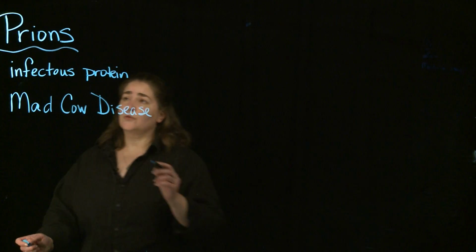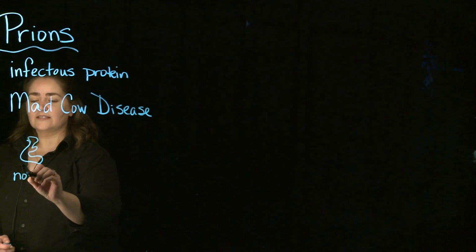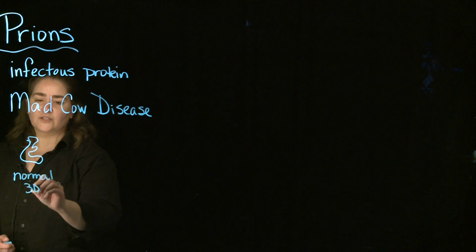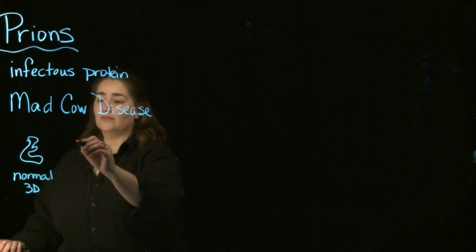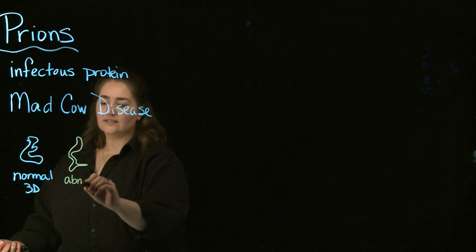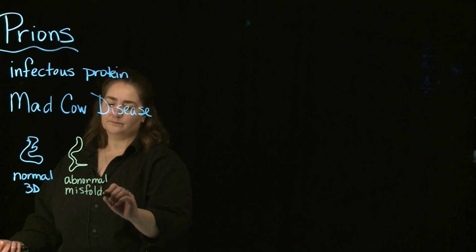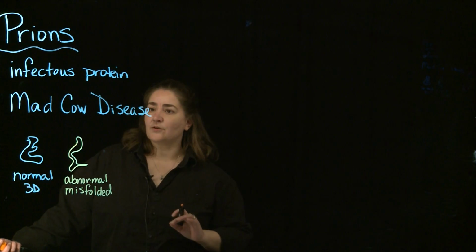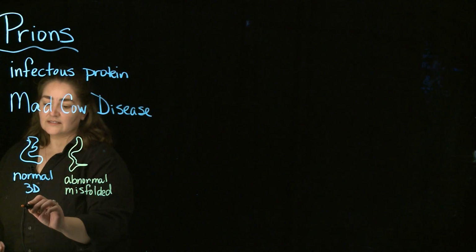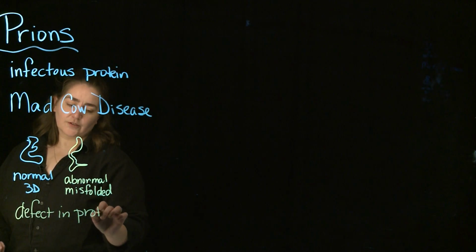And what happens with prions, I'm going to draw kind of a protein here, all right? And if we say this is the normal three-dimensional conformation that that protein should be, all right, what happens is that protein essentially gets misfolded. It doesn't form properly. So it's got a different shape, okay? And in terms of those prions, all right, it's essentially a defect in protein folding.